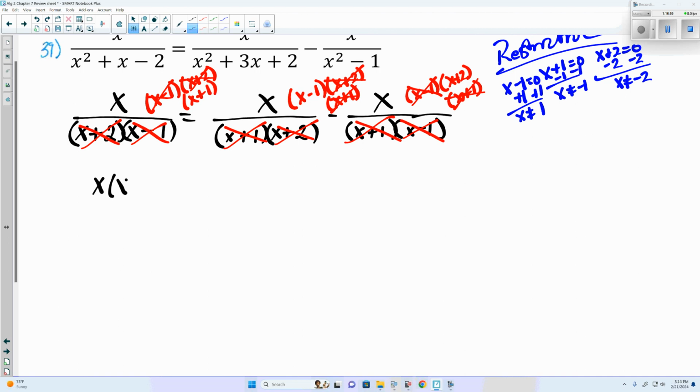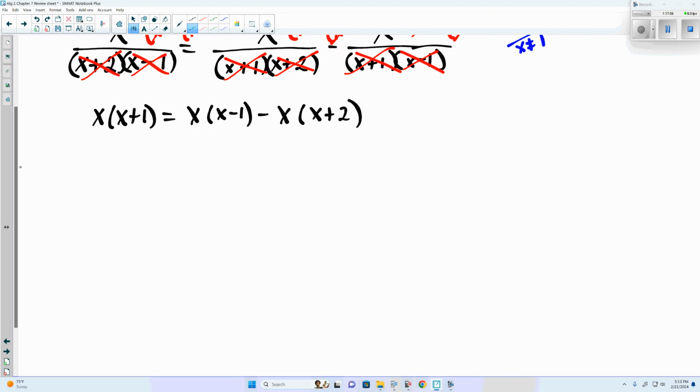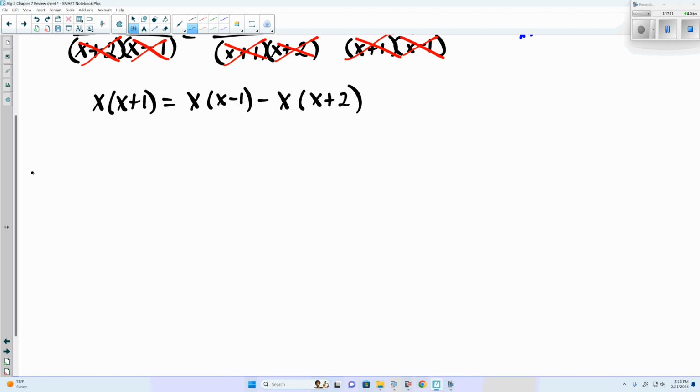And what that leaves us with is x times x plus 1 is equal to x times x minus 1 minus x times x plus 2. And incidentally enough, or oddly enough, this actually works out kind of nicely. Because here we can distribute the x. x times x is x squared, x times 1 is x. The middle one, x times x is x squared, x times negative 1 is negative x. And here we're going to distribute the negative x. Negative x times x is negative x squared. Negative x times 2 is negative 2x.